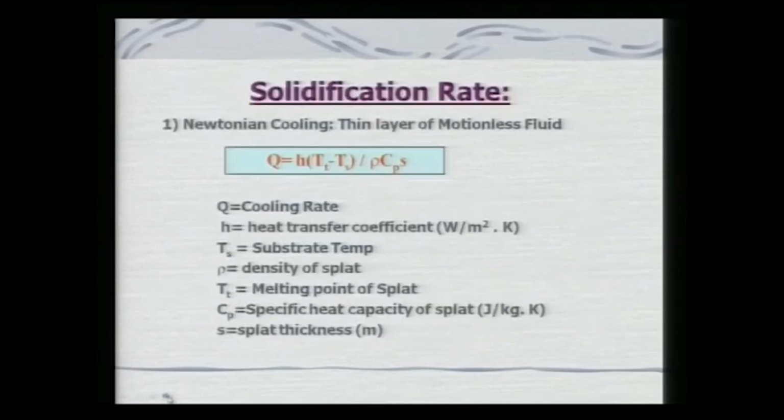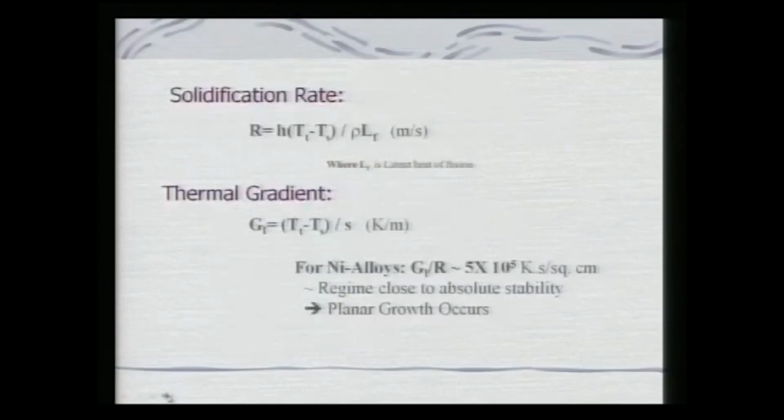The overall solidification rate for this sort of Newtonian cooling is given by the difference between the melting temperature of the splat and the substrate temperature, with dependence on the heat transfer coefficient, the density of the splat, the specific heat capacity of the splat, and the splat thickness. So, we can see how the solidification rate depends on the material properties and the temperature available.